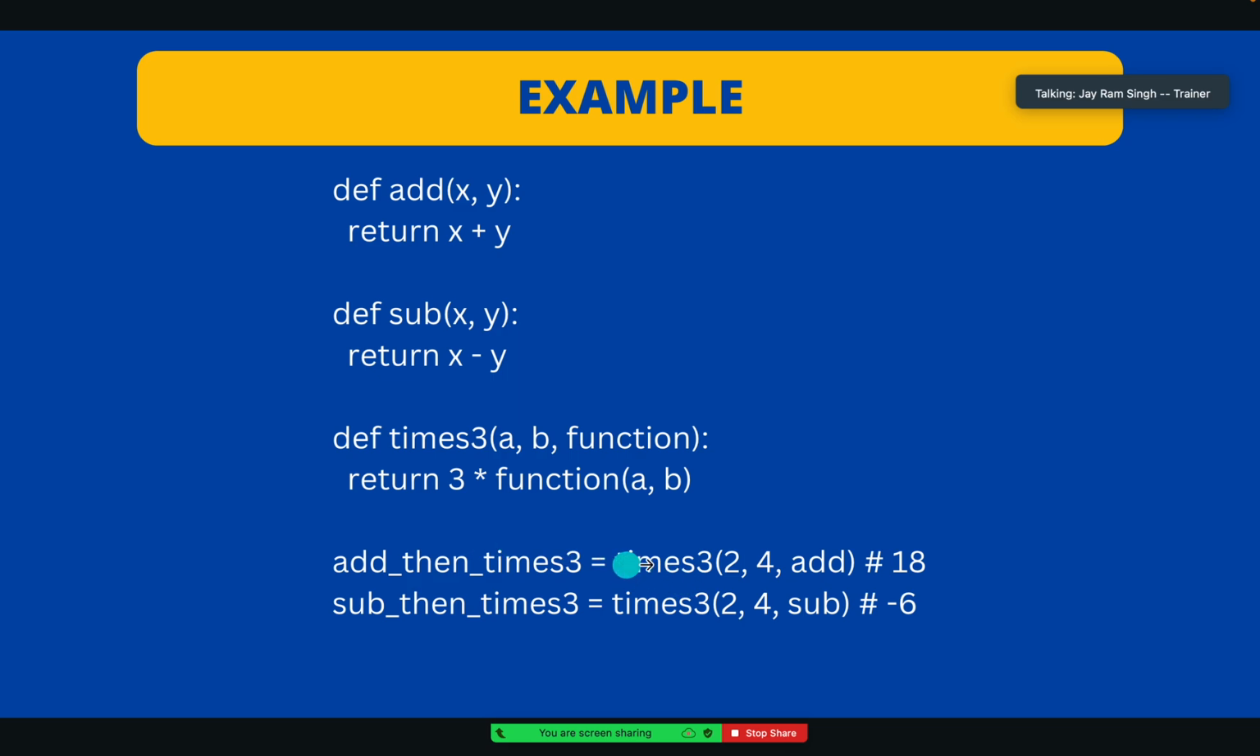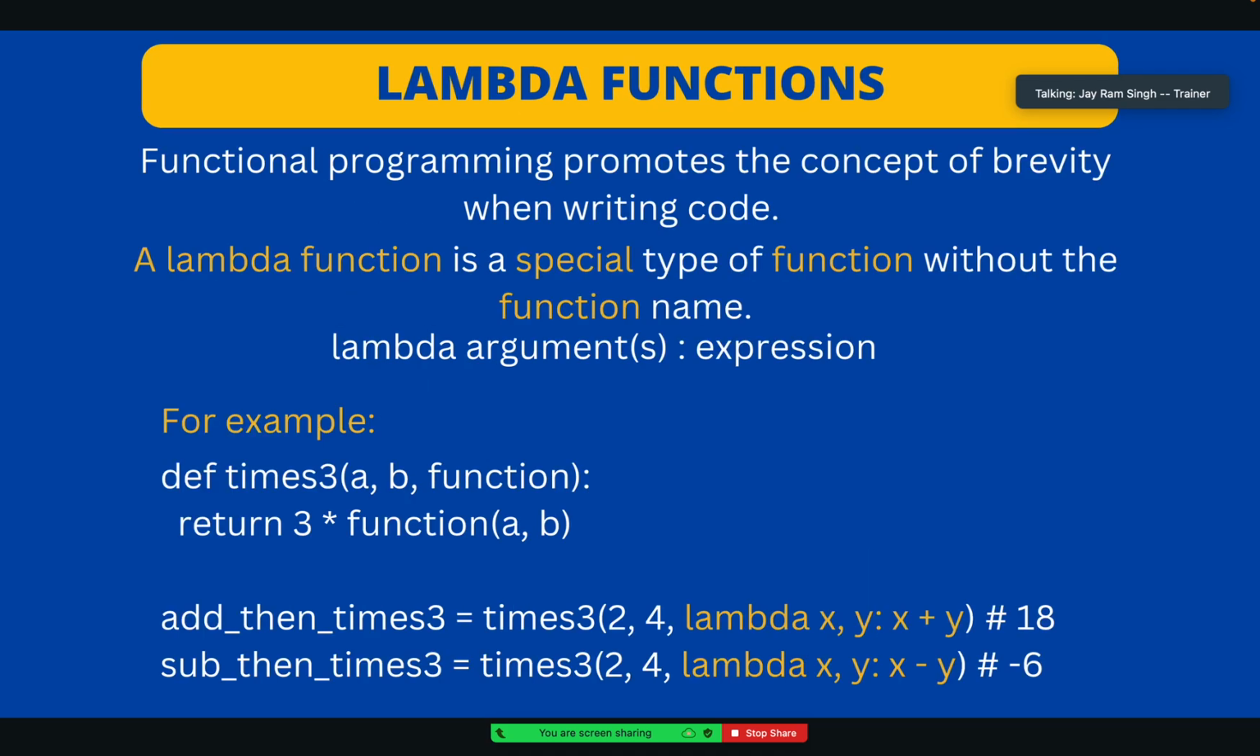So what is happening here? This is the function, and within that I am passing a function. Right? Here. So this is how we are passing a function within a function. We can optimize this at the next level also. For this, we have the lambda function. Functional programming promotes the concept of brevity when writing. Brevity means concise, right? How can we use this while writing the code?